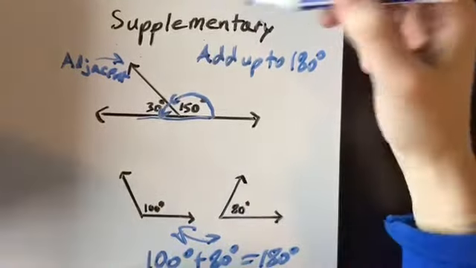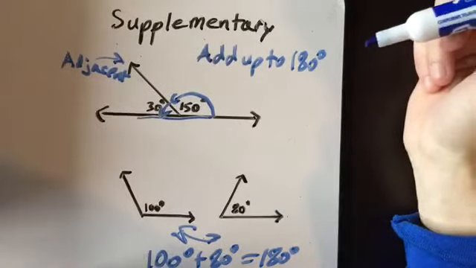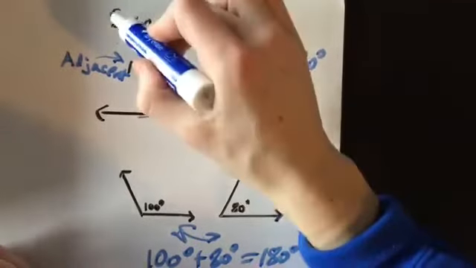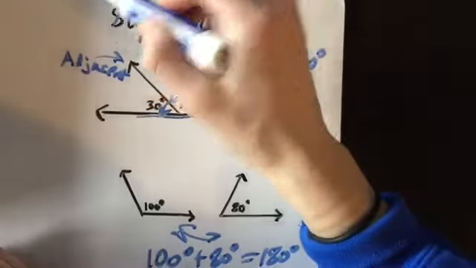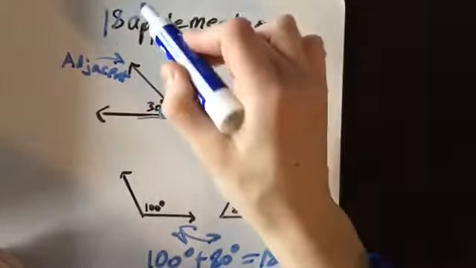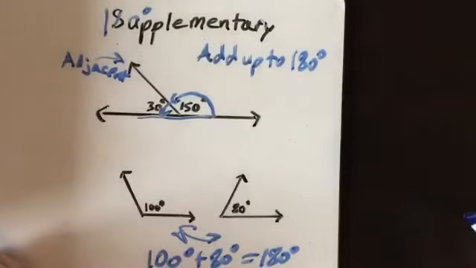Supplementary also has a cool little word trick. It's a little more complicated though. We're going to take our S, connect the ends, put a loop over our U, and put a 1 there, and it makes a little 180 degrees. So a nice little way to remember supplementary angles.